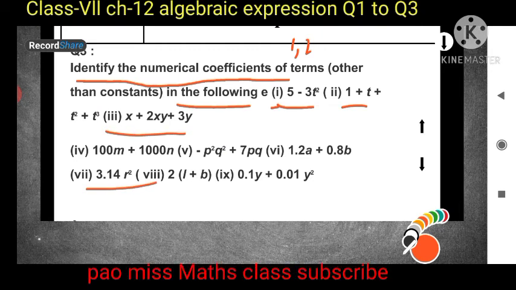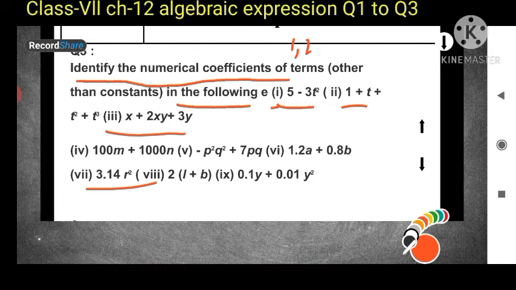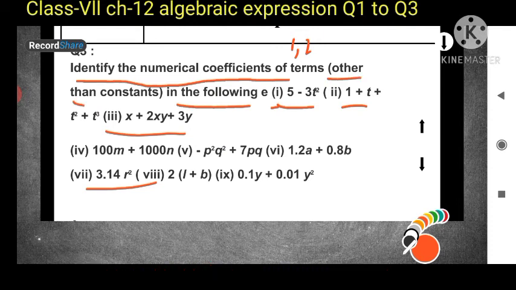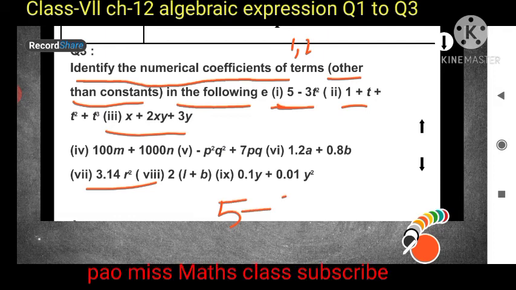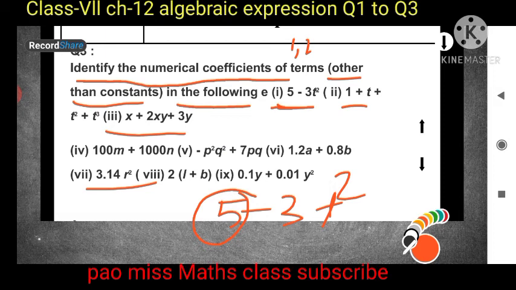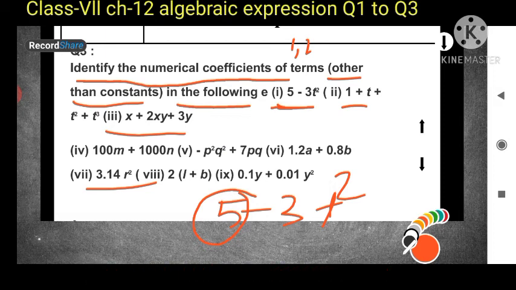Now what we have to find? We have to identify the numerical coefficients. Numerical coefficients means number. Okay, first we will identify the terms and where there is a constant, and here it is other than constant. Now here in 5 minus 3t square, which is the constant here? 5 is constant, so you will not see the 5. Okay, you will not see the 5 because 5 is also numerical, but you will not see the constant. You will see the numerical coefficients only of the terms which have a variable.